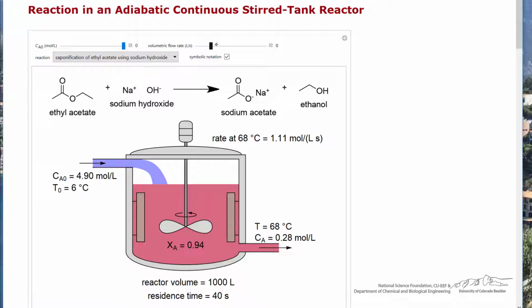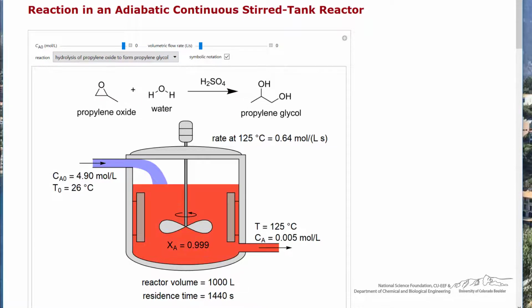It's an adiabatic reactor, and now of course we've converted 94%, so if we keep decreasing the volumetric flow rate, I'll get a higher temperature. This simulation has 3 possible reactions. If I select this reaction, the heat of reaction is higher. You can see the outlet and the reactor are now red. Of course, the outlet temperature is the same temperature as the reactor temperature. In this case, the conversion is essentially 100%.